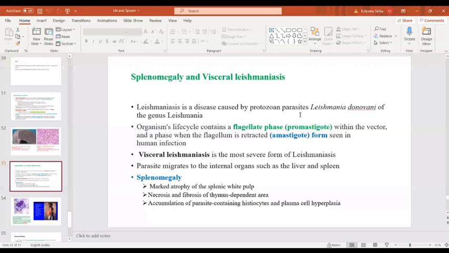So visceral leishmaniasis is one of the manifestations of Kala-Azar. It is a very severe form of disease. Similarly to malaria, the parasite migrates to the liver and spleen, and it causes massive hepatosplenomegaly. Similarly here also there will be atrophy of white pulp and expansion of red pulp, and there will be lots of histiocytes and plasma cells, and these histiocytes will contain the parasites.